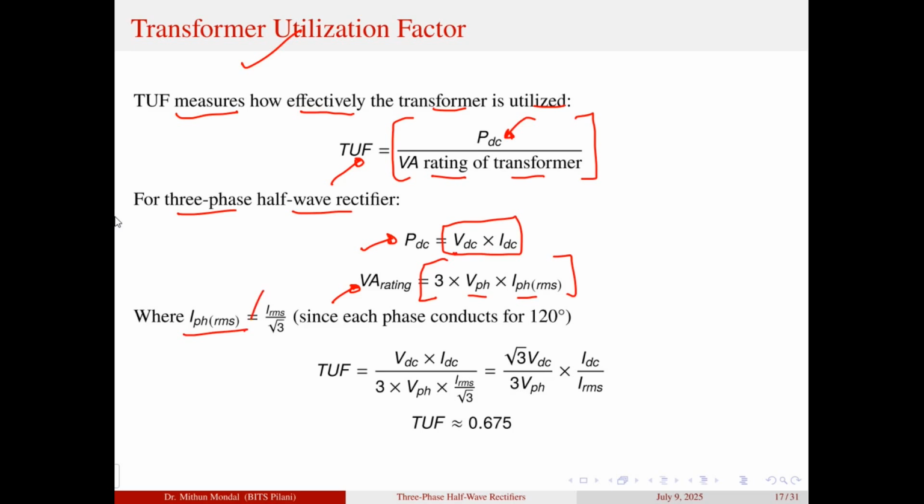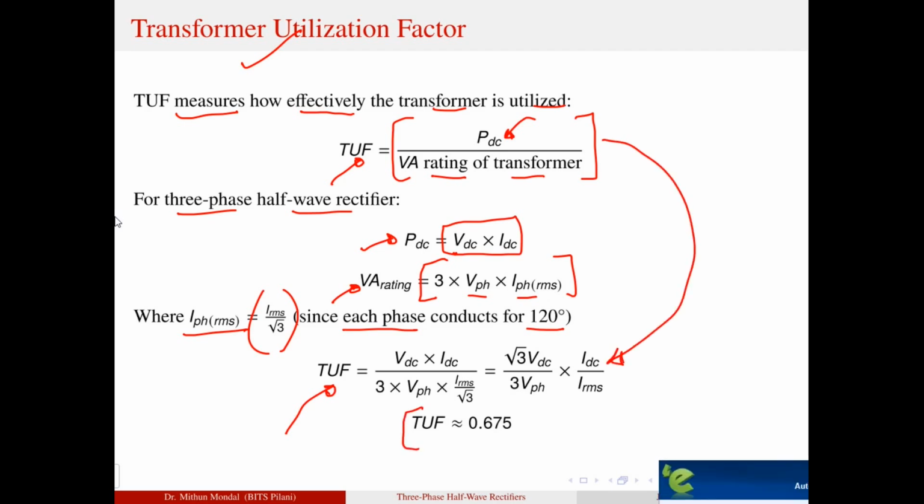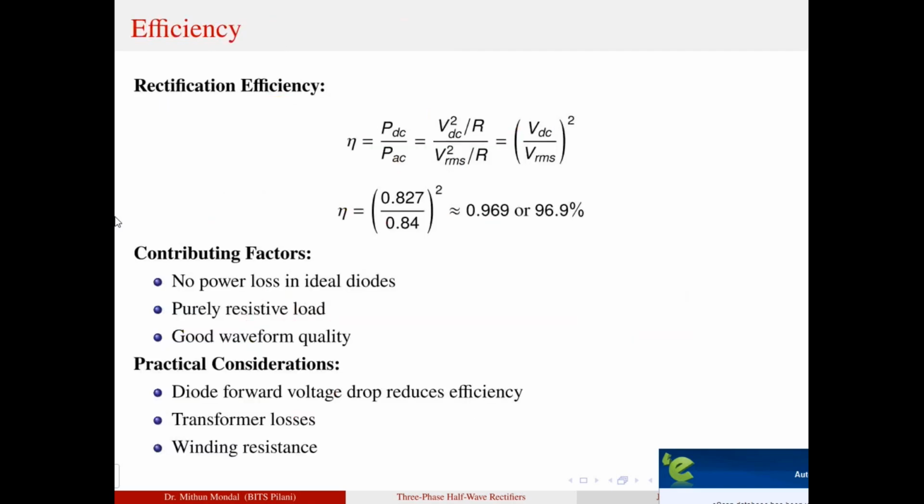Phase current RMS is nothing but 1 by root 3 times the RMS current, because each phase is conducting only for 120 degrees. So transformer utilization factor from here we calculate and we find that it is coming to be 0.675. So around 67.5% we can say is the utilization of the transformer.